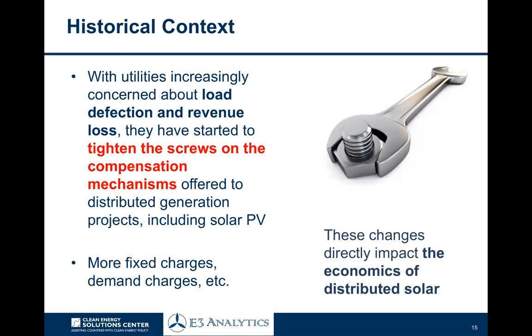As these concerns have grown, utilities have started to tighten the screws on compensation mechanisms, and in particular have started moving away from classic net metering that compensates customers at the full retail rate. We've seen utilities introduce fixed charges and demand charges and various other approaches that have direct impacts on the economics of solar.